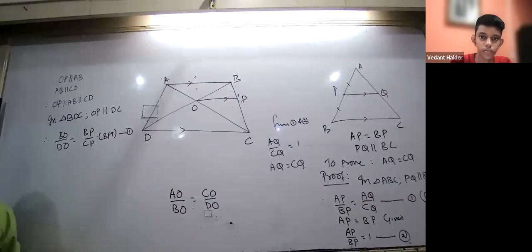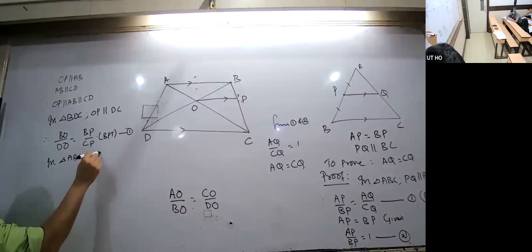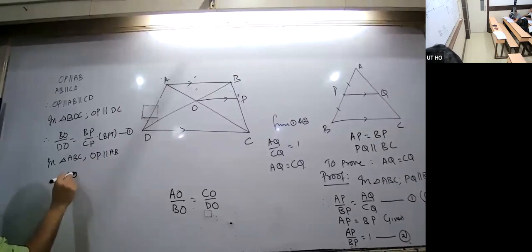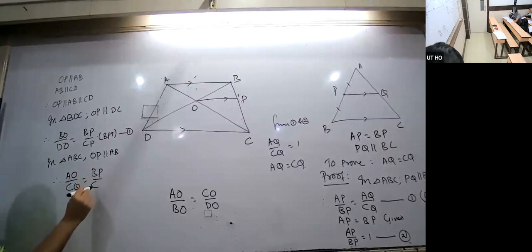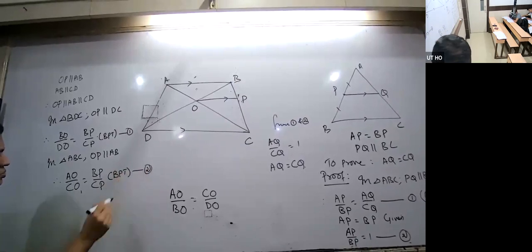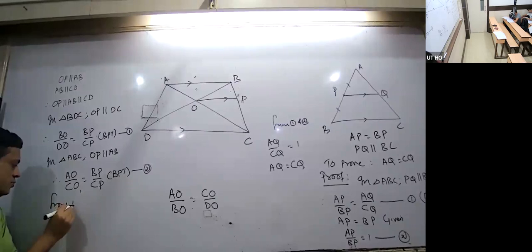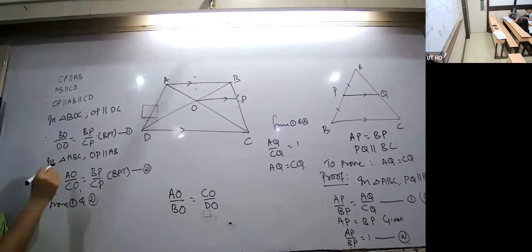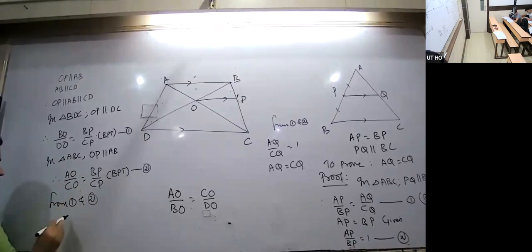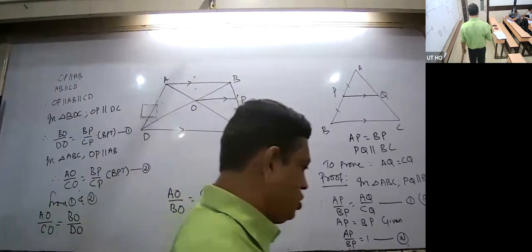Now take the next triangle, ABC. In triangle ABC, what is parallel? In the same way, OP parallel to AB. Therefore, AO upon CO is equal to BP upon CP. Again BPT, equation 2. From 1 and 2, what do you get? Not LHS, RHS is the same, therefore BO upon DO is equal to AO upon CO.